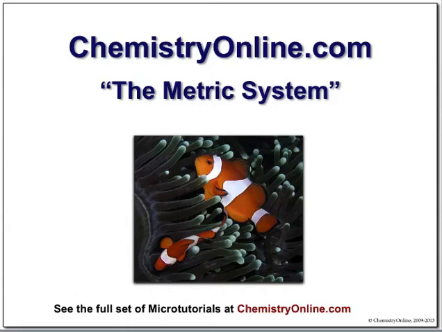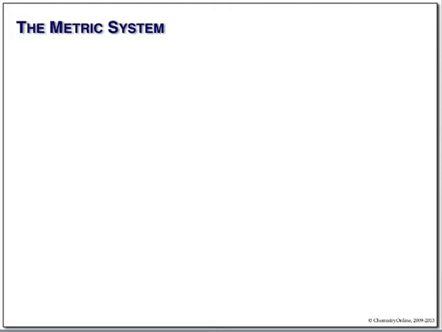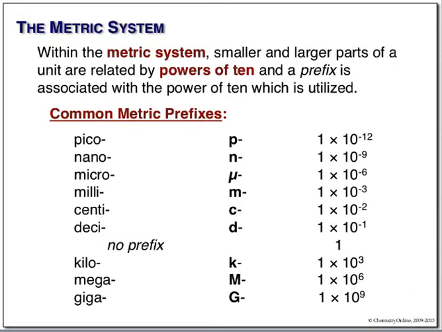Welcome to Chemistry Online. Today we're going to talk about the metric system and simple metric interconversions. In the metric system, we use a series of SI units to describe length, mass, volume, etc. These are represented by a letter, and we're going to combine these with a prefix. The prefix is going to represent a power of 10.